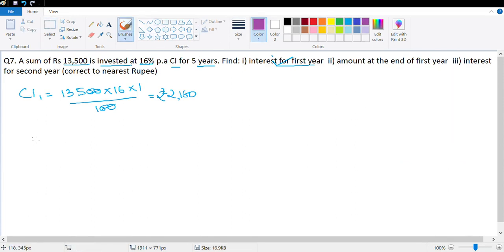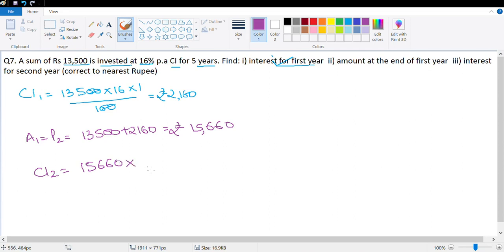Okay, so amount 1, which will be equal to principal for year 2, would be 13,500 plus 2160, which is equal to 15,660. Let's calculate compound interest for year 2. That's 15,660 into 16 into 1 upon 100. So now we have a bigger calculation, 1566 multiplied with 16.